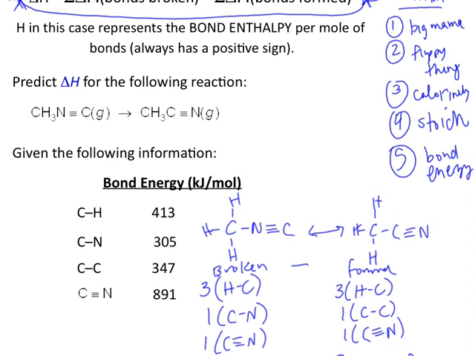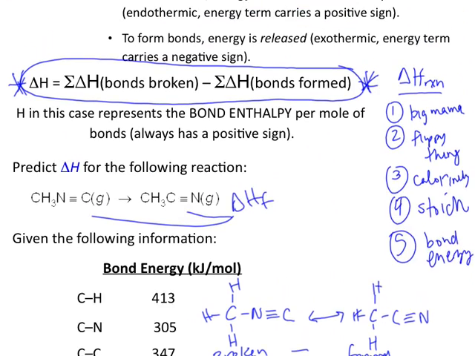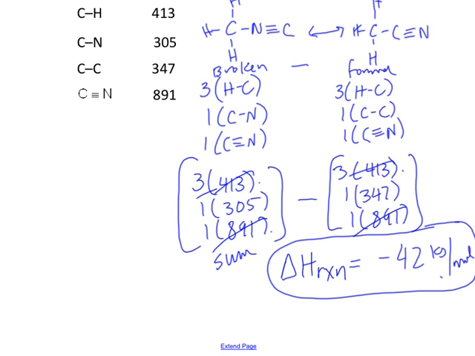If they just gave us heats of formation, what if they just gave us heats of formation of that one and that one? How would we find delta H? Big Mama, right. So again, many different ways to solve for delta H. Whenever they give you bond energies, though, this is the way to do it.